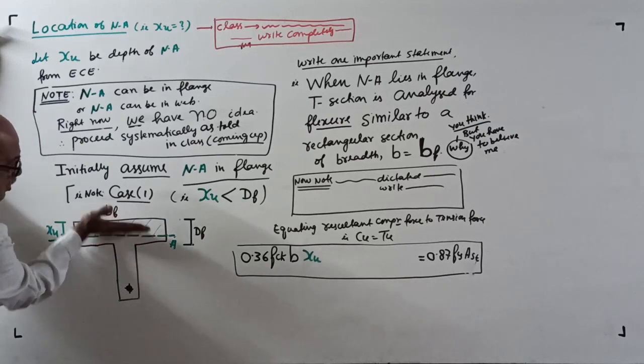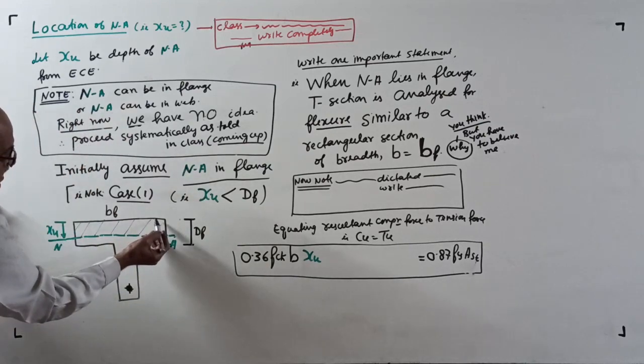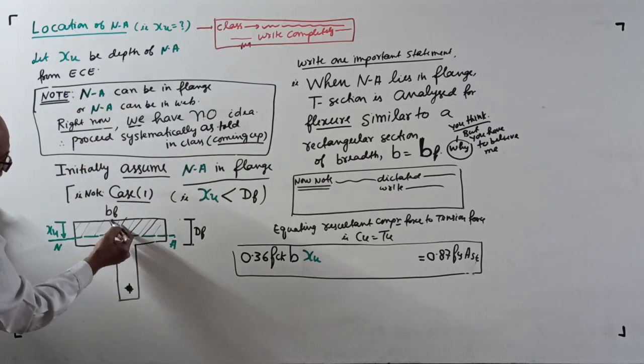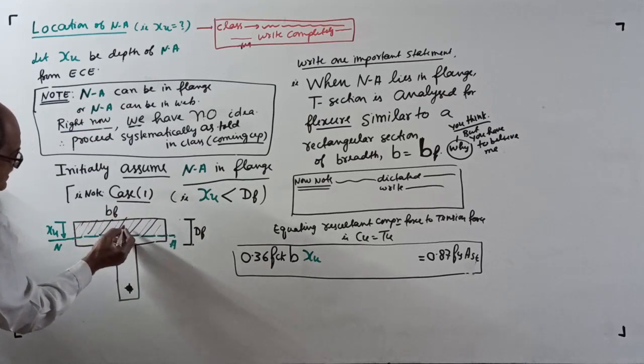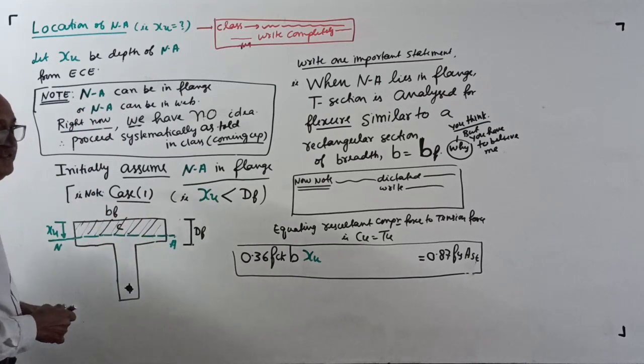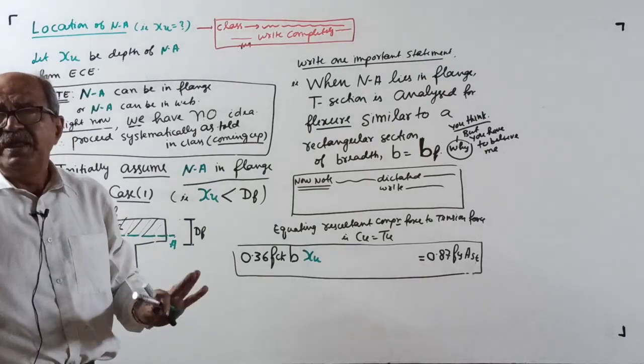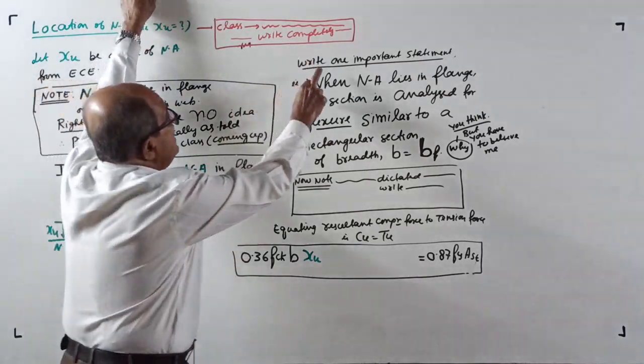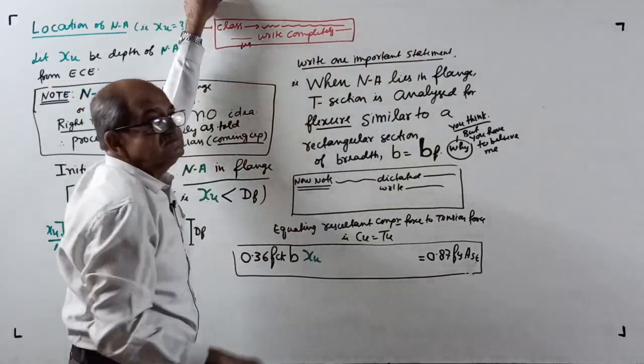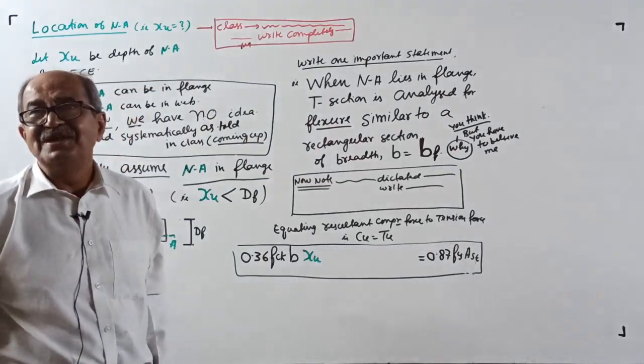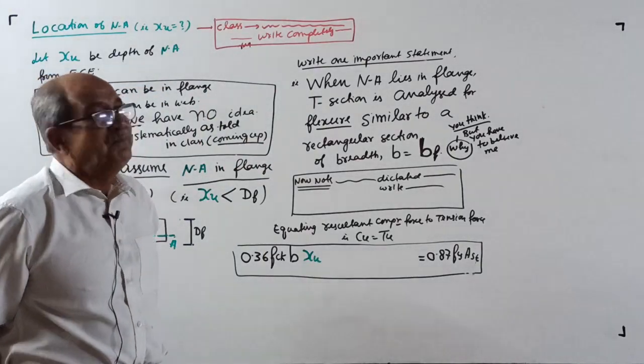Now do one thing, if you look this side, what you can see? You can see a rectangle here. That's very important. Compression side, you can see a rectangle. Make a note. Now, write one important statement. Suppose you are writing examination, don't write there. Now I am writing an important statement.